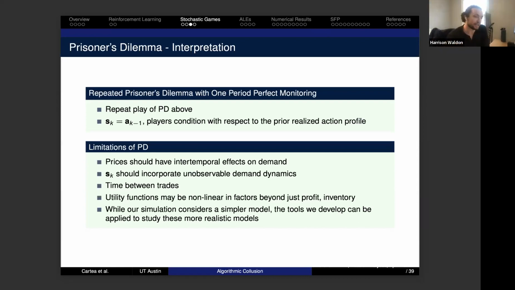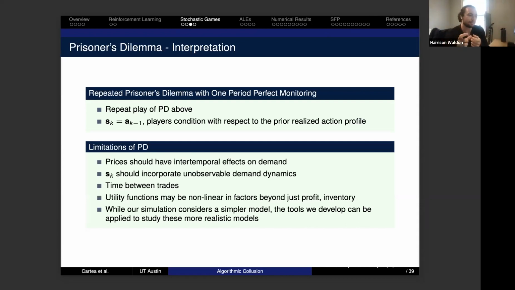But to make the model a little bit more realistic, we consider a repeated prisoner's dilemma. So agents are going to play this game over and over again. And we're interested in algorithms learning to play this game while other players use algorithms as well. So to frame prisoner's dilemma as a stochastic game, we need to give some notion of state to the game. So we'll consider, as I said, the case of one period perfect monitoring.